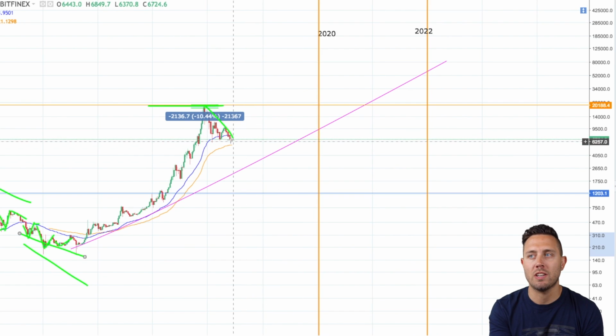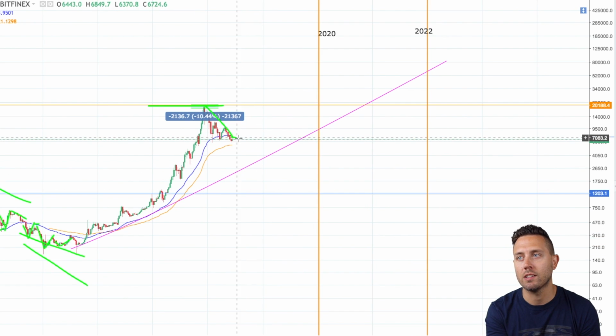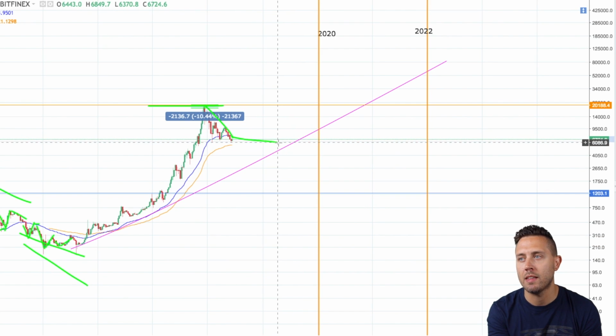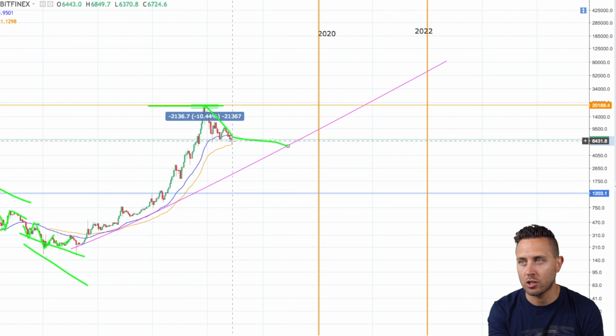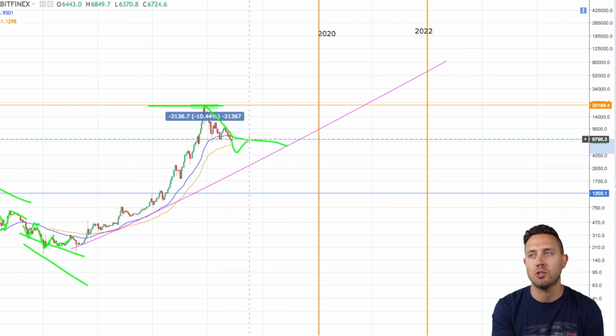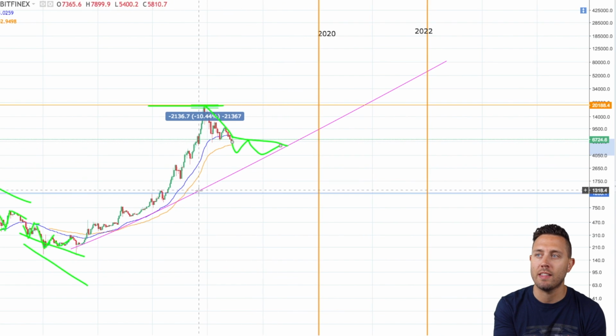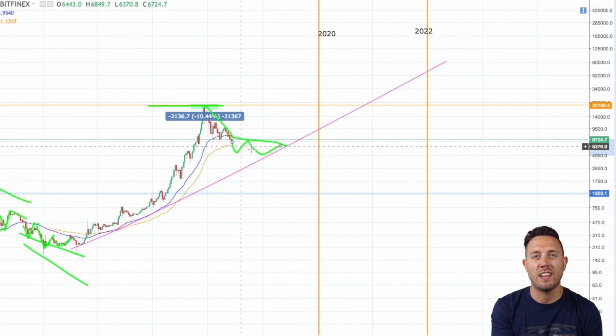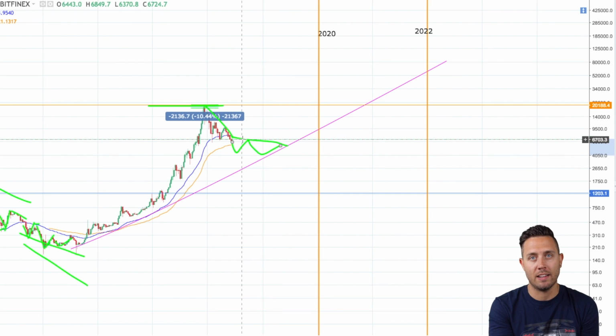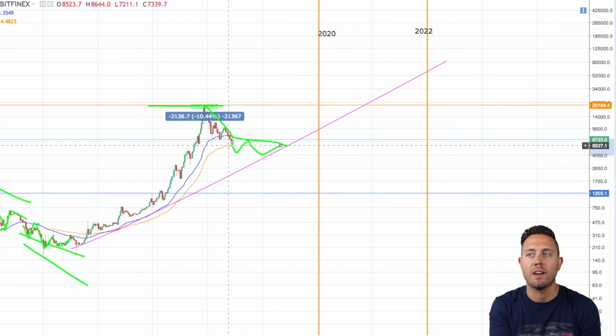And in that type of scenario, it might look something like this. There's the 50 EMA that I'm drawing, and we might just start trading and snapping back up to it, trading down, back down to around this trend line area. It could be $3,000 to $5,000. That is a bearish scenario, but it's very real.